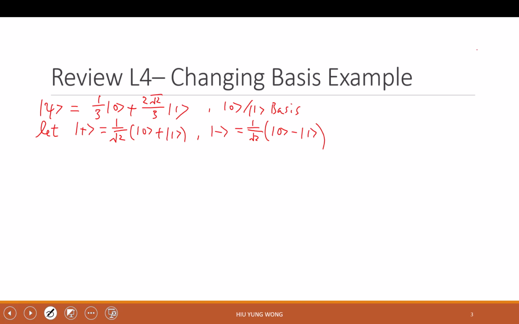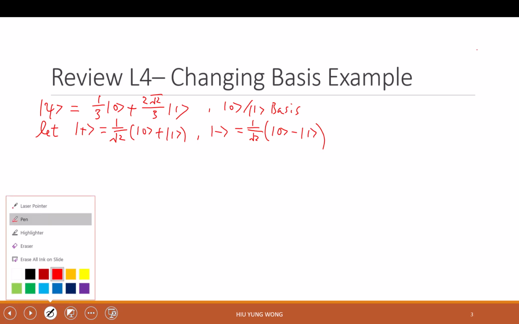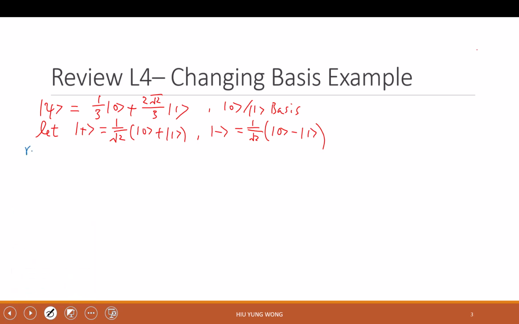Then I want to ask, how to represent psi, right, in the new basis, in the plus minus basis. This is given, of course, sometimes you need to check if this basis is orthonormal or something called complete, which we will study later, but assume they are normally behaving bases, right? So we just want to practice the concept. So how do we do that?